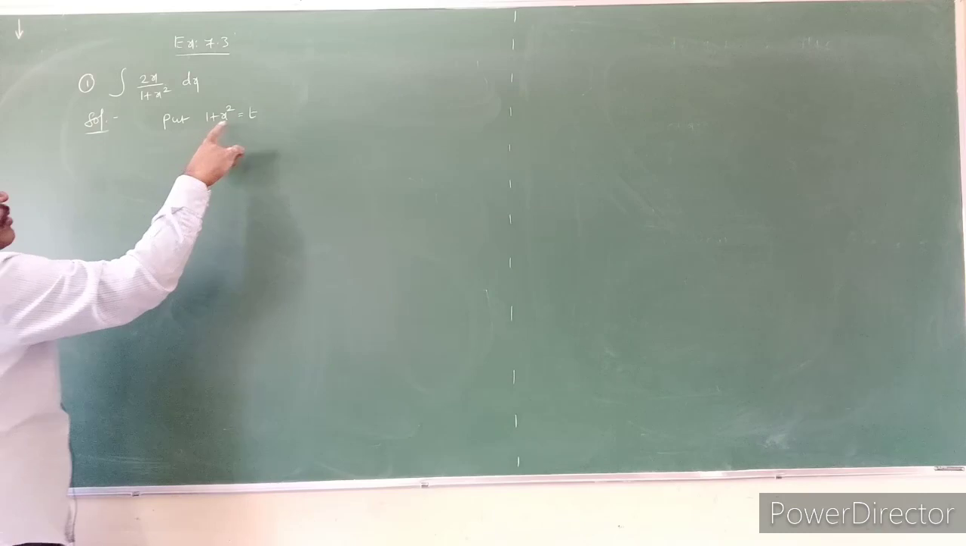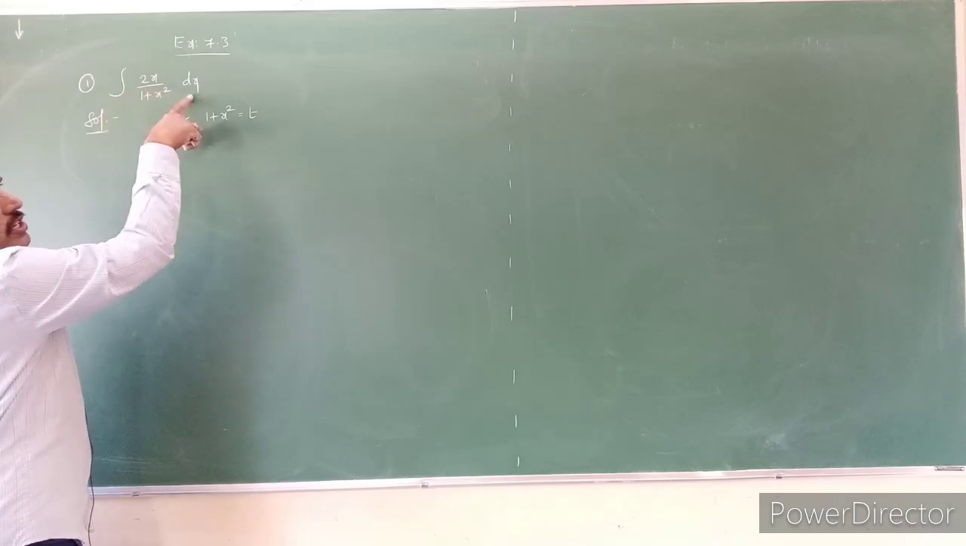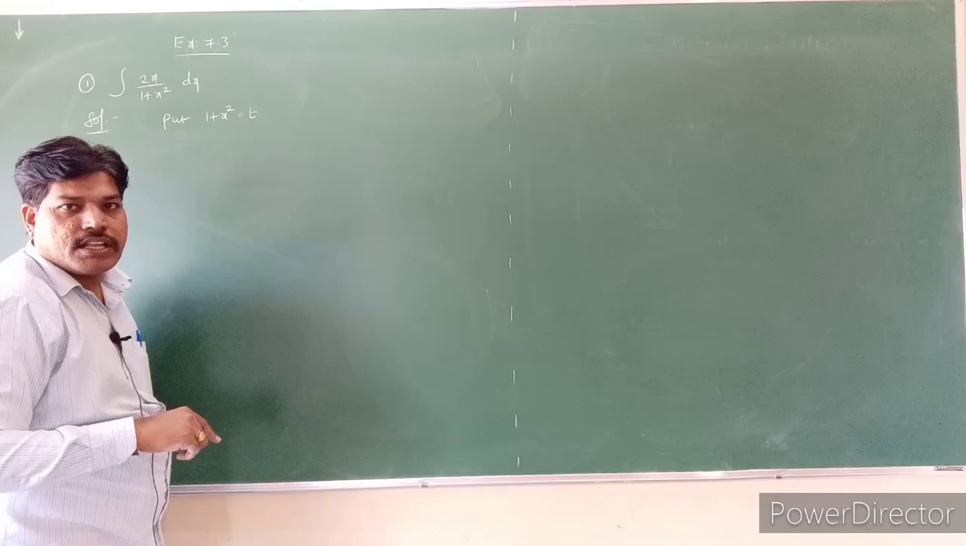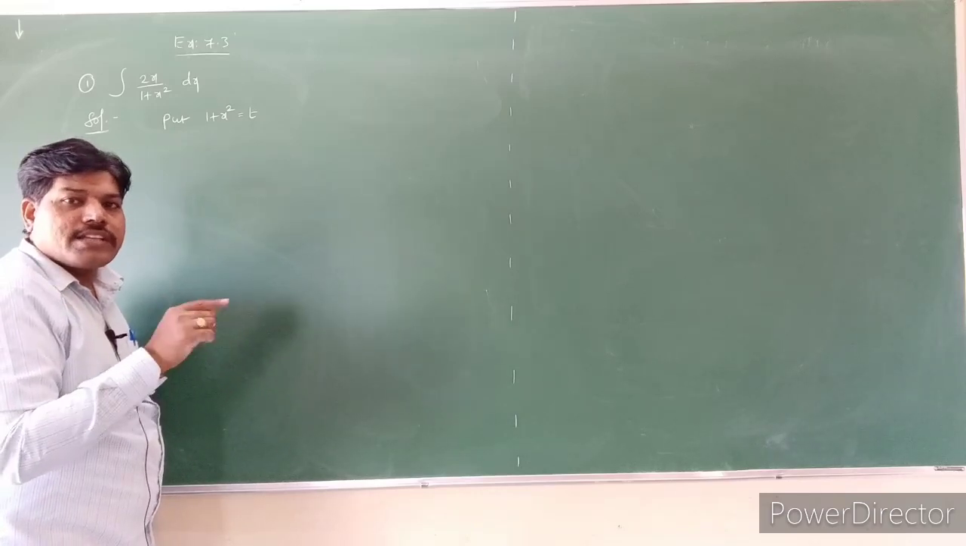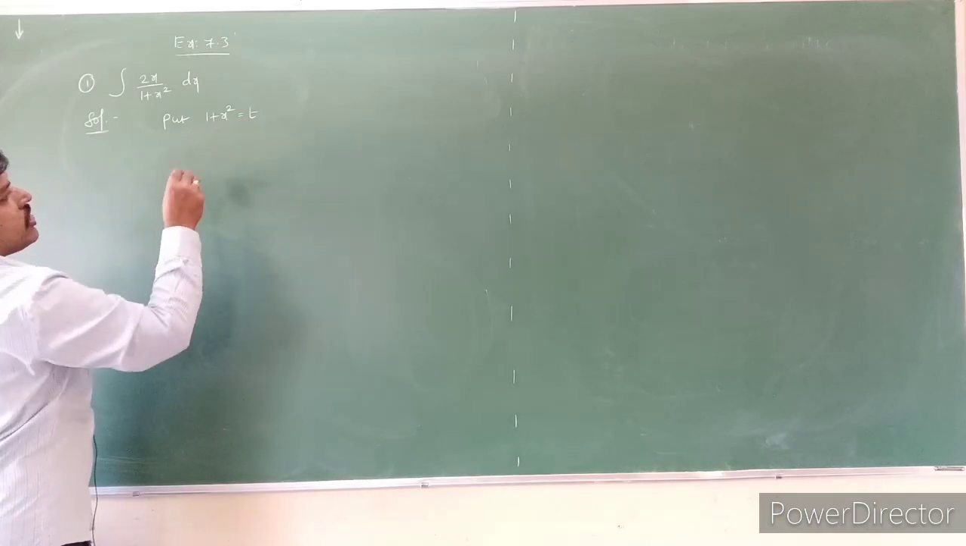Sir, why are you taking 1 plus x square as t? Because the derivative of x square is 2x, which is involved in the given integration. So that type of function you have to take as t. Are you understanding that? The derivative of that function is involved in the given integration. So 1 plus x square is equal to t.